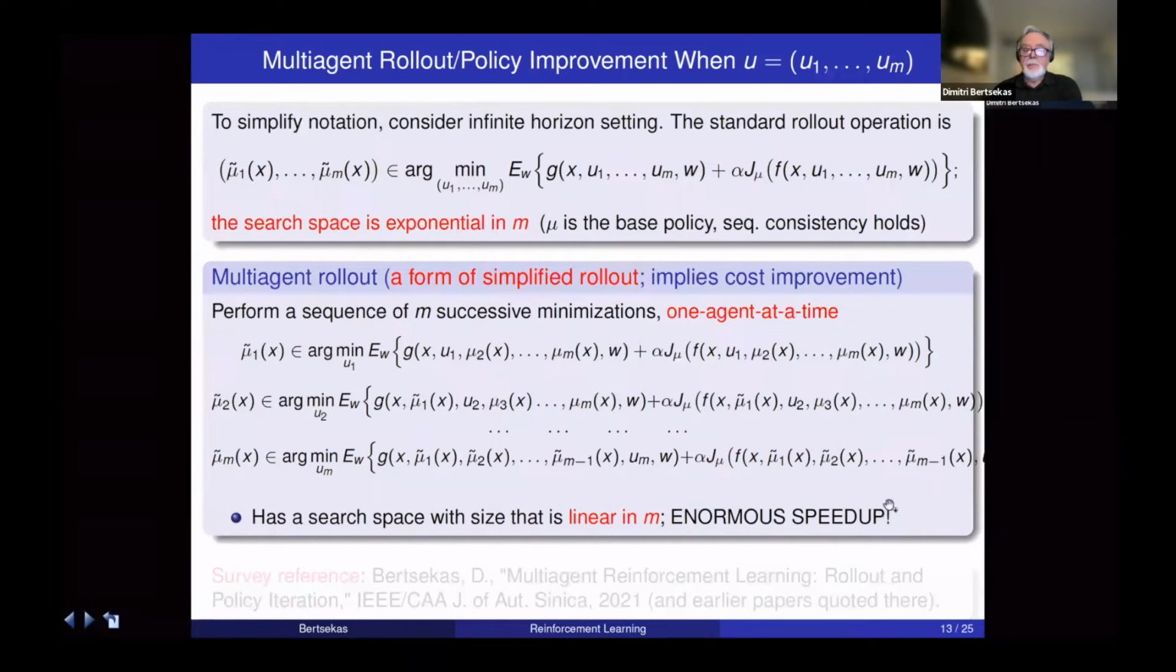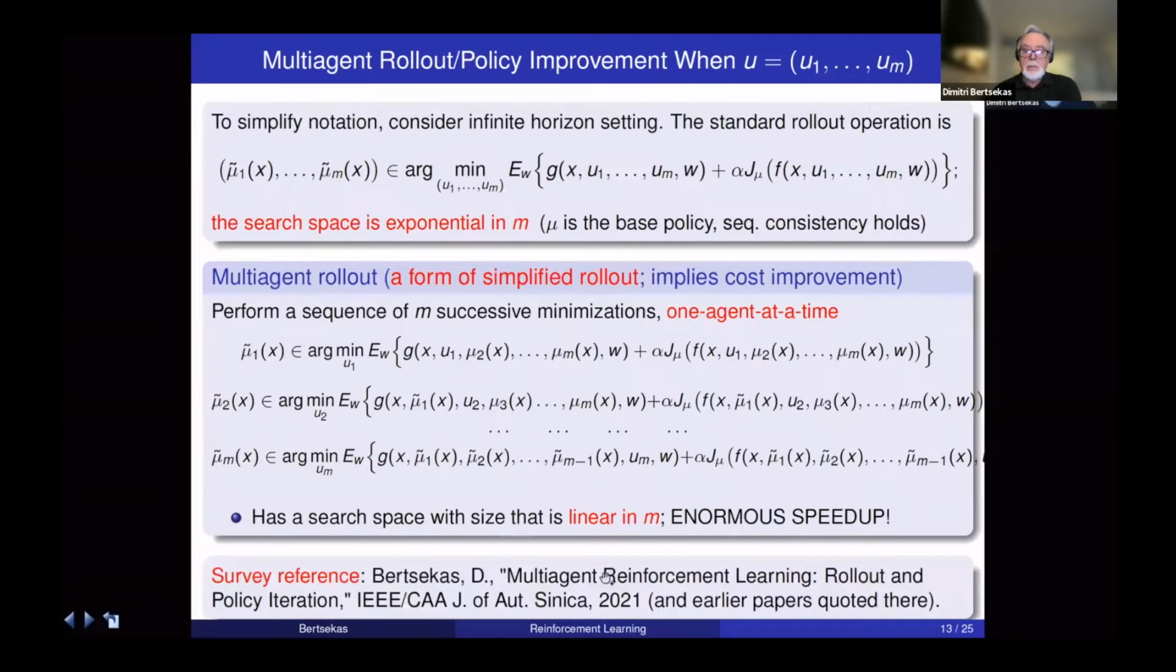And that's a truly enormous speed up. But the other nice thing here is that this is simplified rollout with sequential consistency holding. As a result, we have cost improvement, which is a good property to have. I'm going to explain this cost improvement in a different way also, but I think it's useful to keep in mind one avenue through which it is implied, which is the fact that we're doing simplified rollout here.